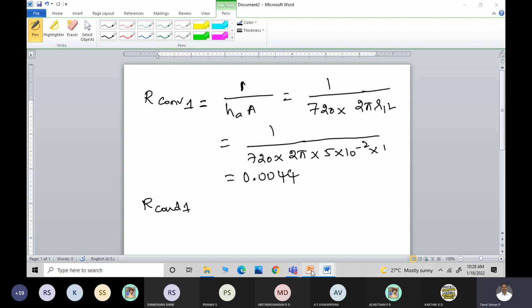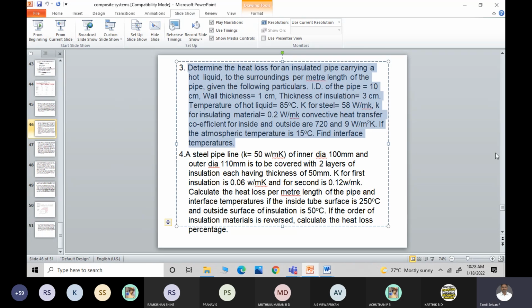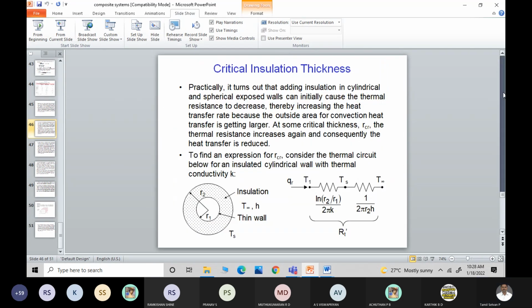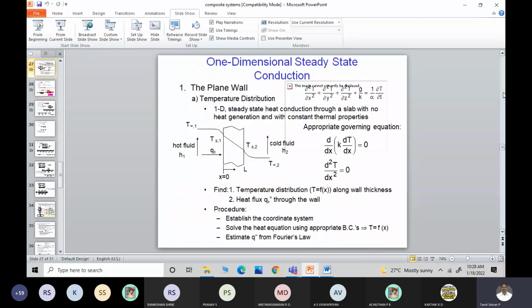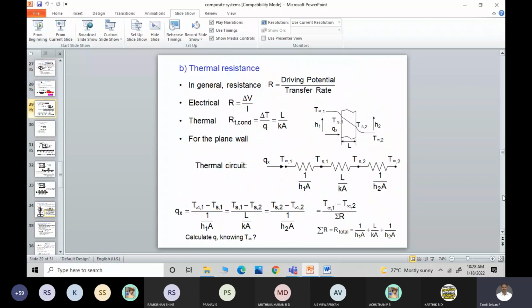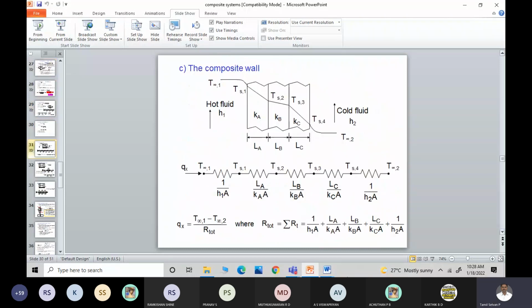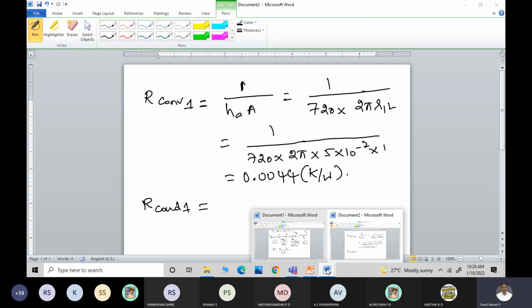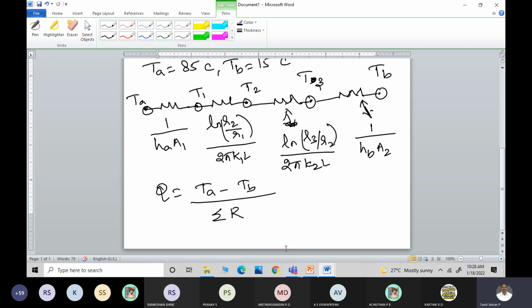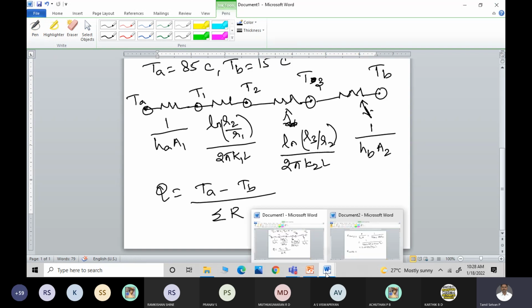What is the conductive resistance unit? I had told you in the last class, right? It will be in Kelvin by watt, right? K by W. Okay. So units are important, ma. Please don't think that I will be giving you full marks when you don't write the units. Units are very, very important. If you don't write it, I won't give you full marks.